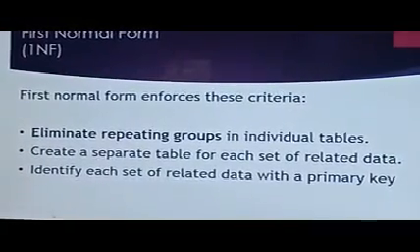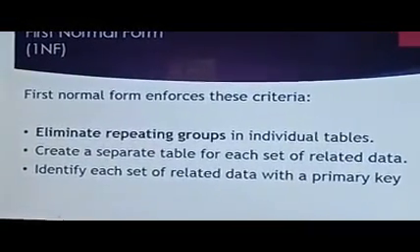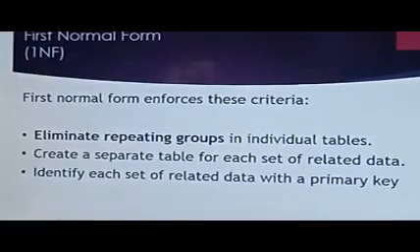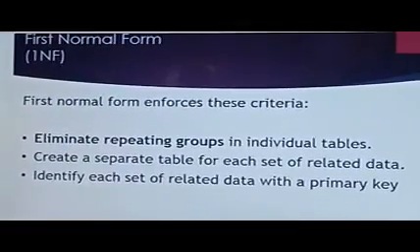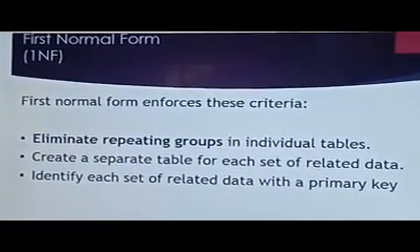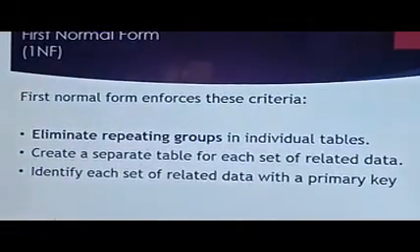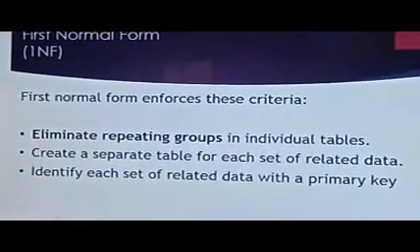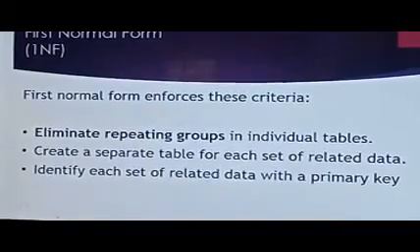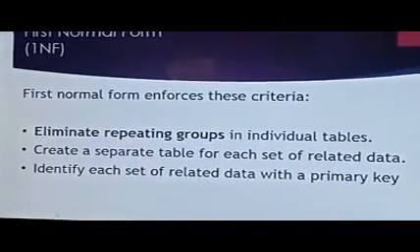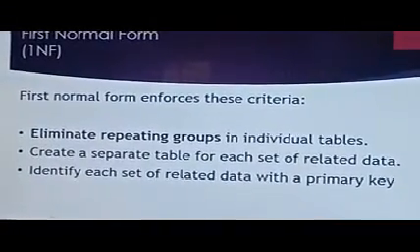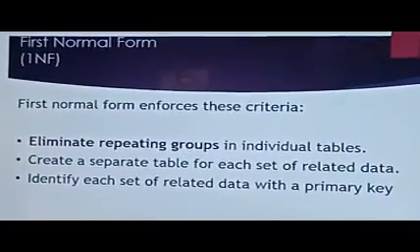Okay, that is the basic aim of first normal form. With that criteria, you can segregate the table into 2 tables, eliminating repeating groups into individual tables. If a particular table has repeated data, it can be divided into 2 tables. You have to create a separate table, and for that table you have to insert a primary key.